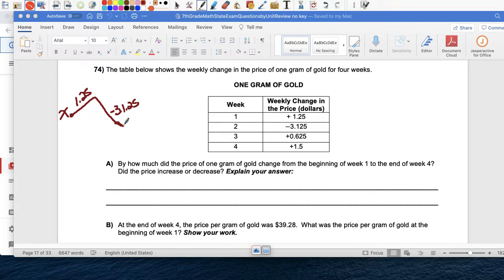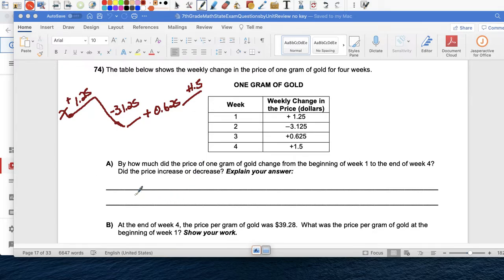Week 3, it goes up a little bit. Plus, let me put plus over here. It goes up 0.625. And then in week 4, it goes up again, plus 1.5. So after all this change up and down, the price of gold that started at X, did it end above X or below X? So add all those four numbers. 1.25 plus negative 3.125 plus 0.625 plus 1.5.